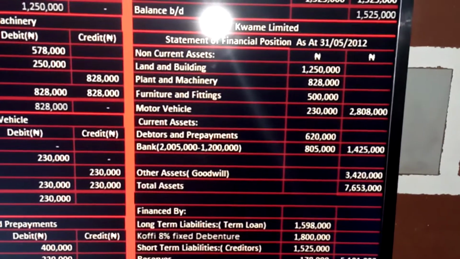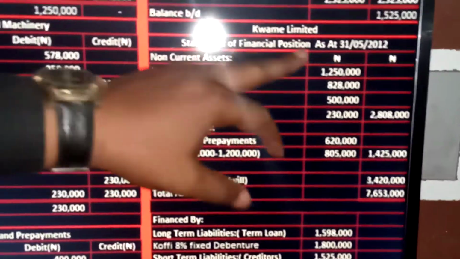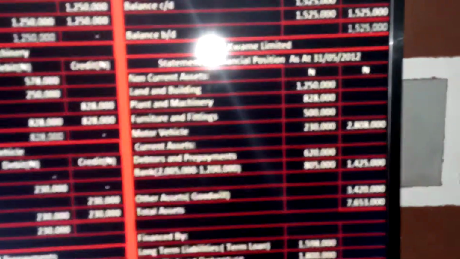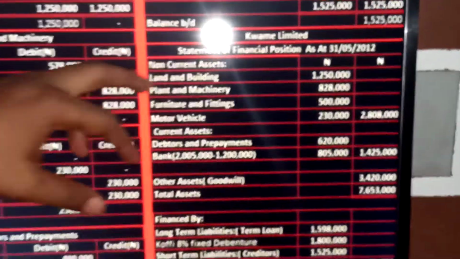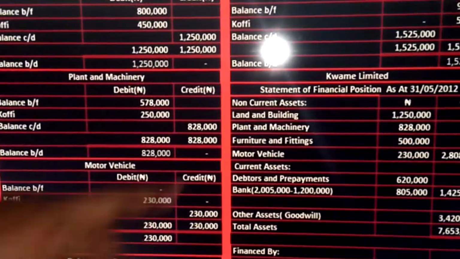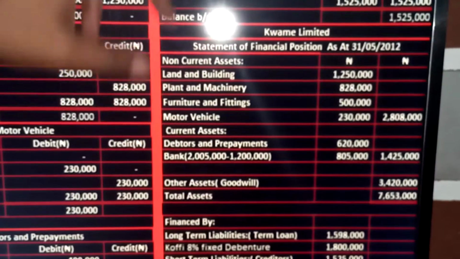So what do we do? We prepare the balance sheet. We now have Kwame's new balance sheet, Kwame Limited, statement of financial position as at 31st May 2012, which is the date that they concluded the takeover. So what's our new land and building? Look at it here, 1,250,000. What's our new plant and machinery? 828,000.